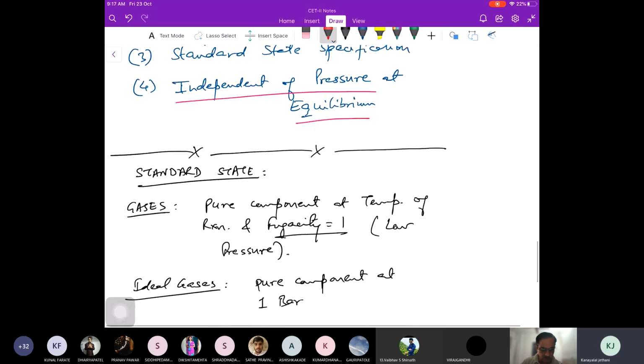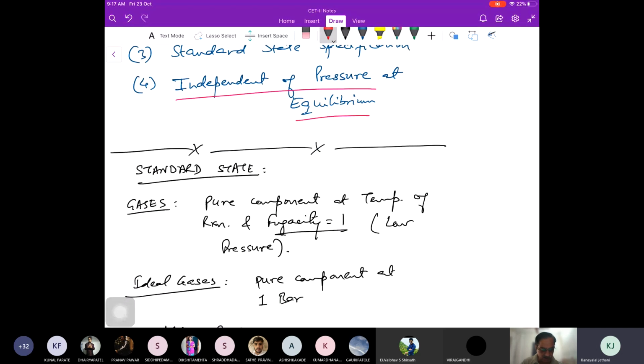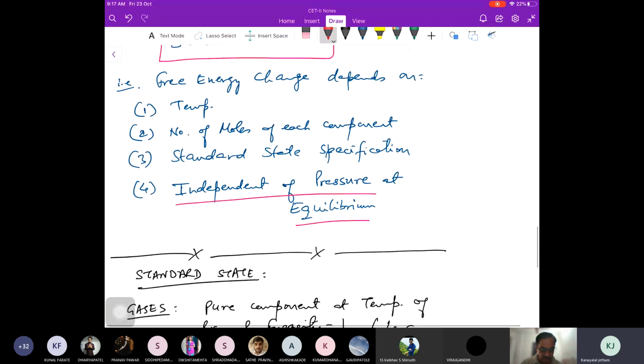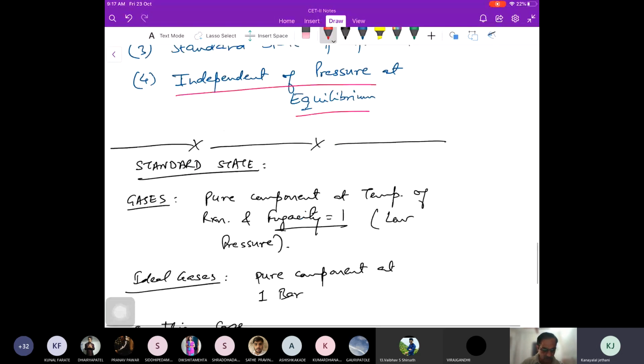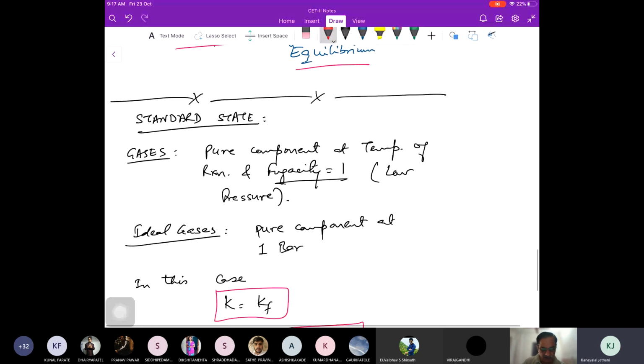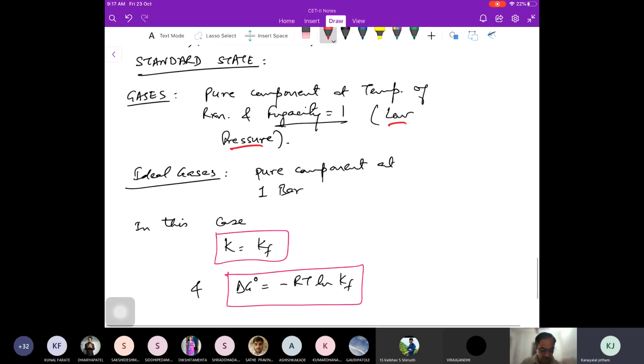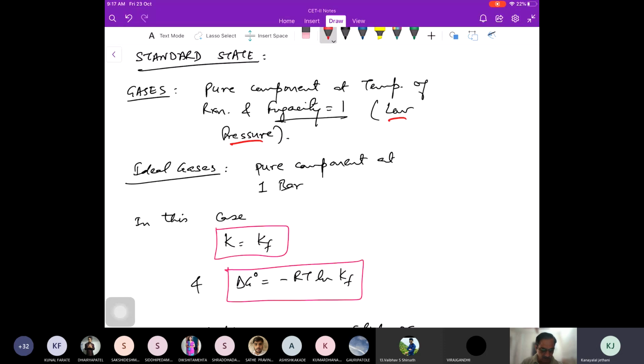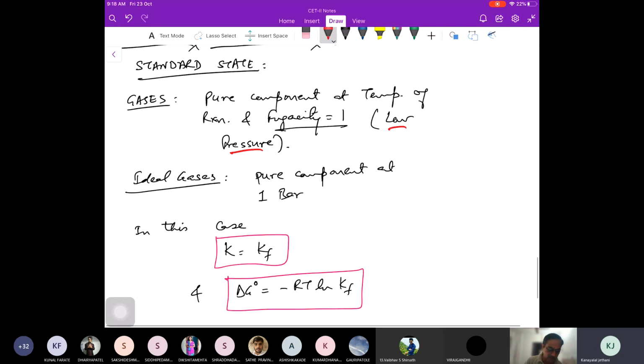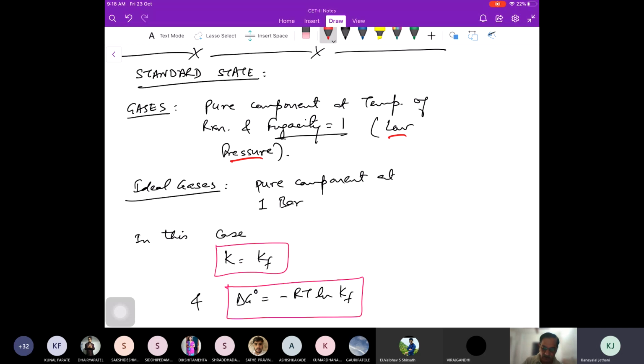So let us see what the standard state is, how we are defining it, because this delta G0 depends on the standard state, right? So for gases, we always define the standard state as pure component at the temperature of reaction and fugacity equal to 1. This is low pressure. This is always our standard state. शुरू से हमने define किया है when we define fugacity also, right? So ideal gas is pure component at 1 bar. In this case, K is equal to Kf. हमने कल देखा था Kf and K.